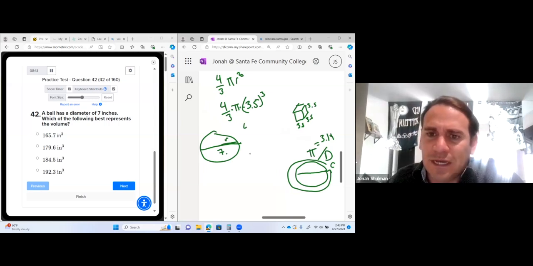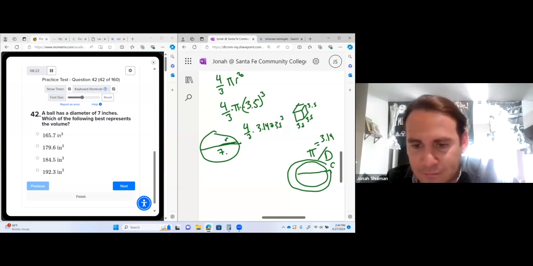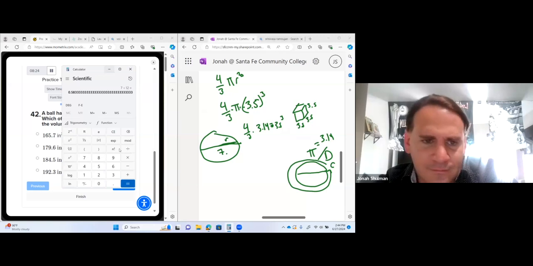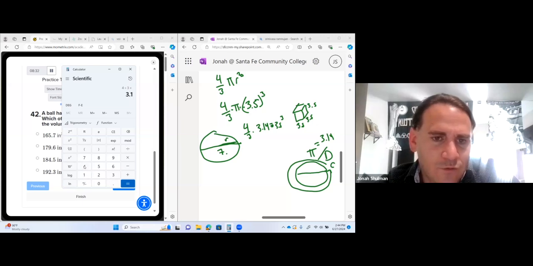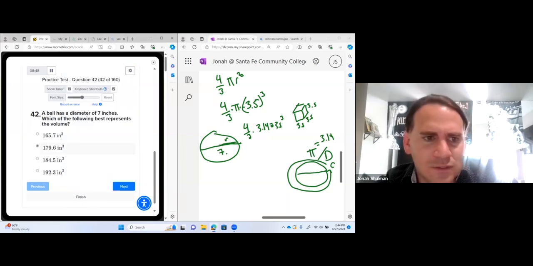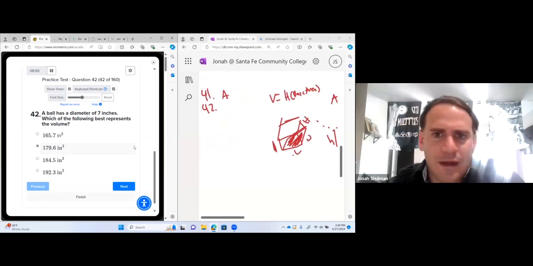So I'm just going to use a basic calculator. 4/3 times 3.14 times 3.5 cubed. 4 divided by 3 times 3.14 times 3.5 times 3.5 times 3.5. It is 179. There it is. There's the answer. So for 42, we got B.